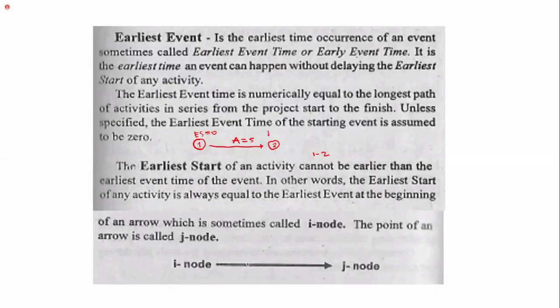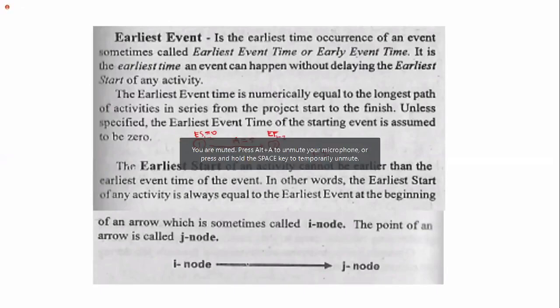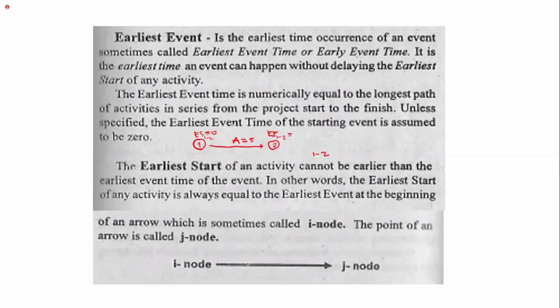So we have the earliest start for activity 1 to 2, and the earliest finish for activity 1 to 2. To solve for the earliest finish, you add the earliest start, which is 0, plus the duration of the activity, which is 5 days. So earliest finish is 5 days. And then if we have a next activity here, let's say activity B, this earliest finish would become the earliest start of activity 2 to 3.